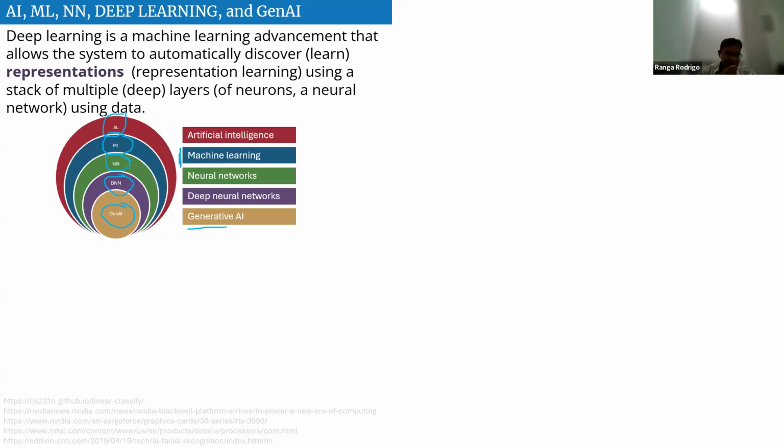Yes. So now I hope you understand this definition. Deep learning is a machine learning advancement. That means it learns from data that allows a system to automatically discover or learn representations. That means it learns to represent entities in the world with numbers. Representation learning using a stack of multiple deep layers of neurons, which you call a neural network, using data. So I hope that definition is clear.